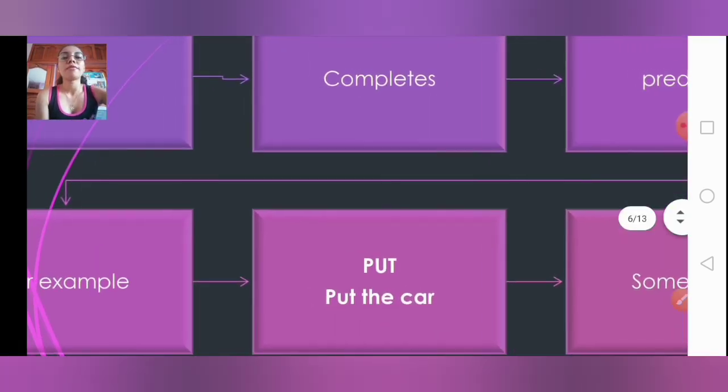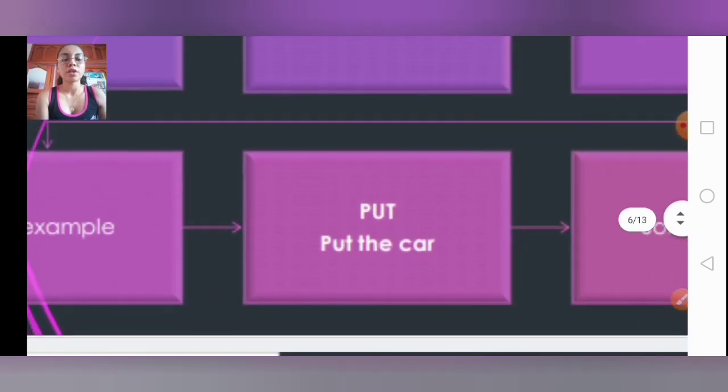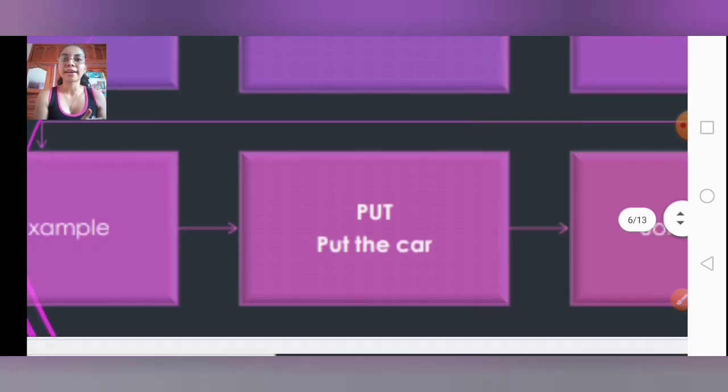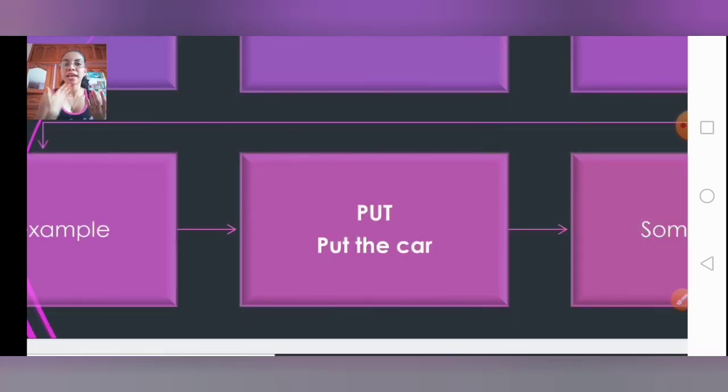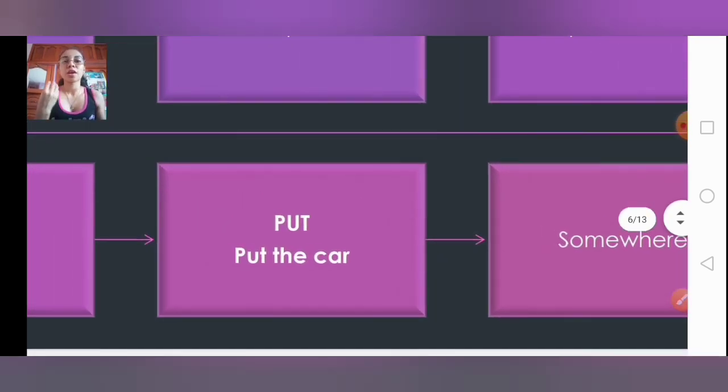right? For example, the verb put requires both a direct object and a location. You can't just put the car. You have to put it somewhere. So we need a complement. For example, put the car in the garage. What is the complement? Garage, right?